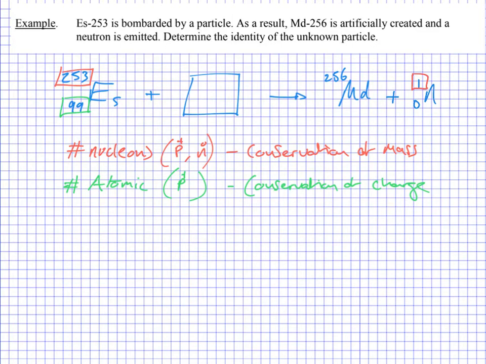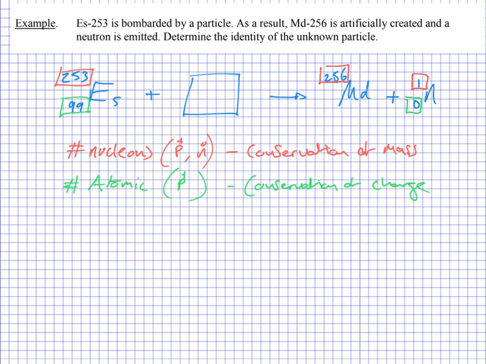I'm looking at the number of nucleons, and of course the conservation of mass. The mass number for a neutron would be 1 atomic mass unit, and very importantly, the charge of a neutron, of course, is 0. So these are the two conservation laws we want to keep track of. Let's also just highlight this 256.